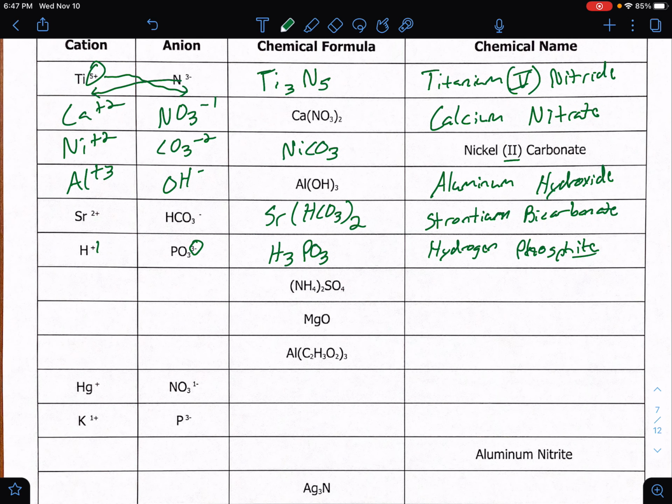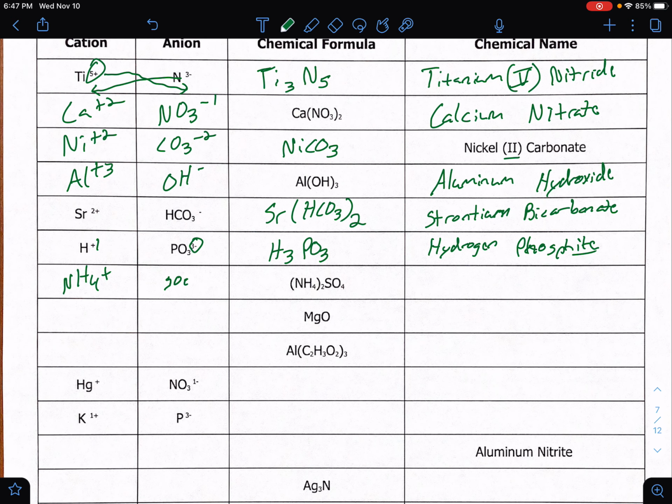I have (NH4)2SO4. So NH4 is actually ammonium. So that is NH4 with a plus 1. That's on your polyatomic list. And SO4 is sulfate. So that's SO4 with a minus 2.